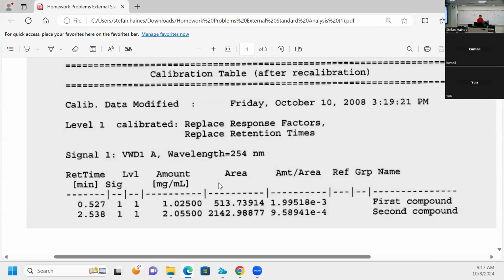Here's our standard. So you have two standards, two peaks. So you have a retention time. So that's how you match the peaks to each other. And then your amount and your areas. And then don't worry about the rest of these amounts over area. Not gonna worry about that. All right, so use those numbers for your standards.